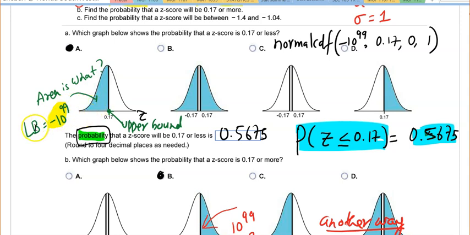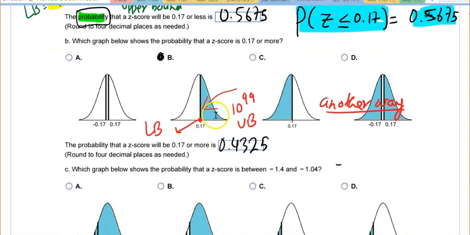If you don't know the lower bound, then you put negative 10 to the power 99. Unlike here, you have area on the right, and you don't know the upper bound, so you put 10 to the power 99 positive. Now if you use a calculator, normal CDF, lower bound is 0.17, comma, upper bound is 10 to the power 99, comma, 0, comma, 1.